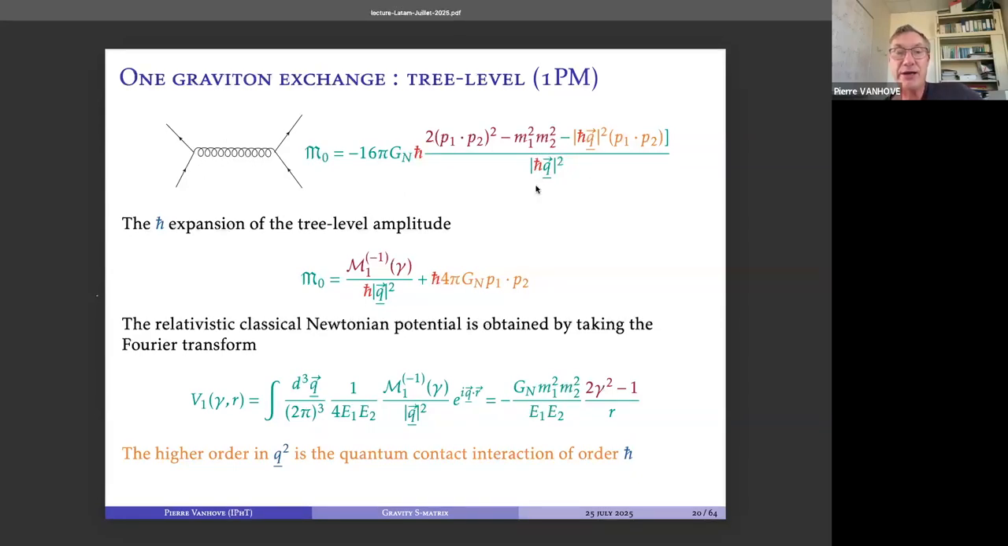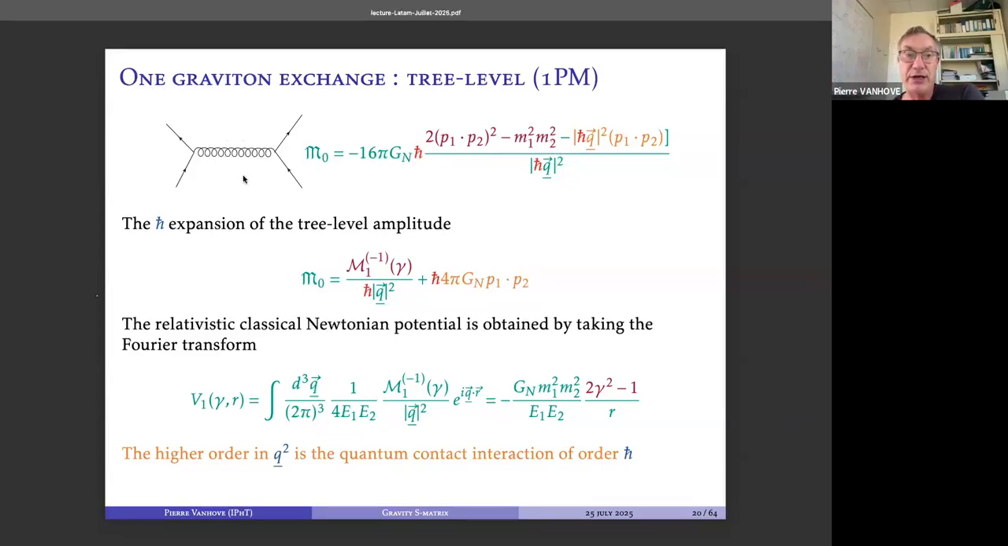So instead of calling Q square, I call Q to be h bar Q underline. Then if you do this way, you realize that your tree level amplitude takes this form. Here I'm doing nothing, I'm just expanding. There's a 1 over h bar pole, which has for the residue this piece. And then there's a piece where the Q square is cancelled, that is proportional to h bar, proportional to P1 dot P2. So this one grows like the energy.